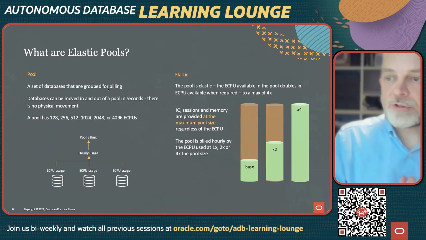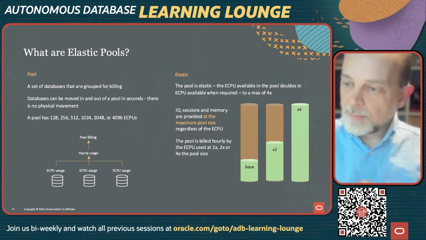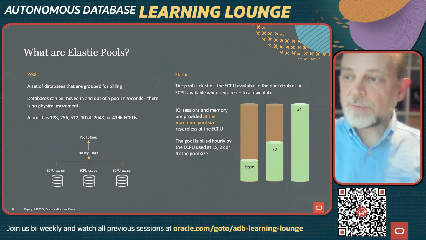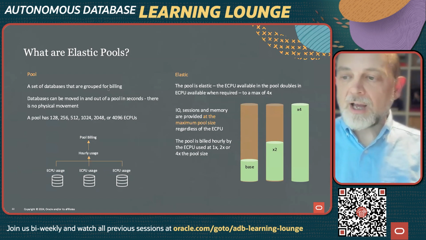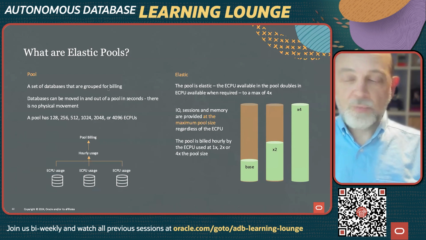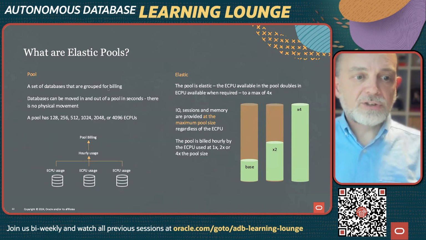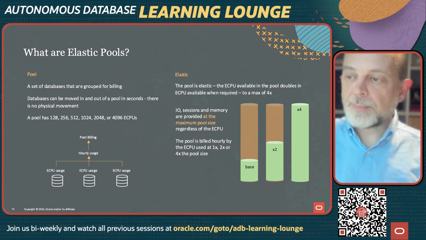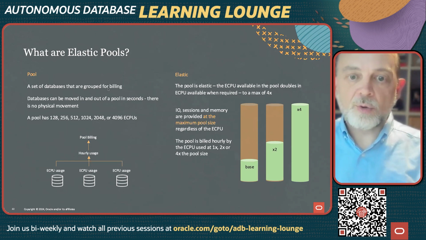So a reminder about what elastic pools are. In general, it's a group of databases that are pulled together just for billing purposes. We don't move them. They're just groups, and we can pull databases in and out of an elastic pool in just a few seconds. An elastic pool has a basic size of one of those numbers there. So what we do at Oracle is we take the eCPU from multiple databases in the pool, their hourly usage, and then we put it into a pool billing algorithm, which I'll explain in a moment.